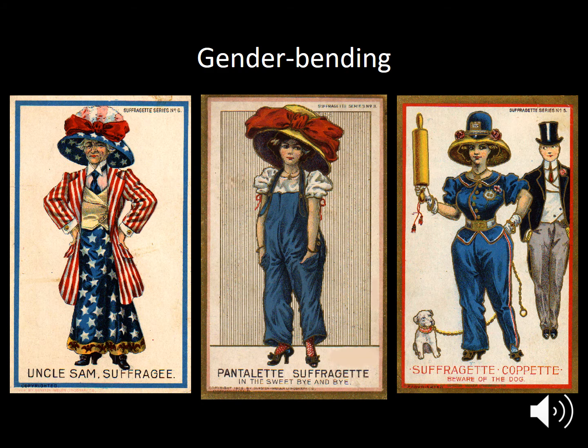Gender-bending images are provided by a white high-heeled suffragette copette in a police uniform. We'll spend more time on that in a bit. A white pantalette suffragette in overalls, and a white beardless Uncle Sam suffragee wearing a skirt. We'll spend more time on Uncle Sam as well.